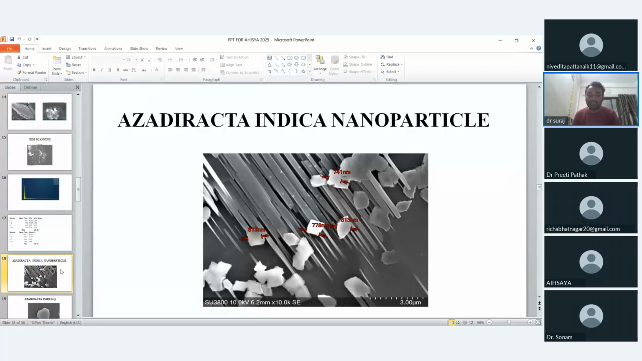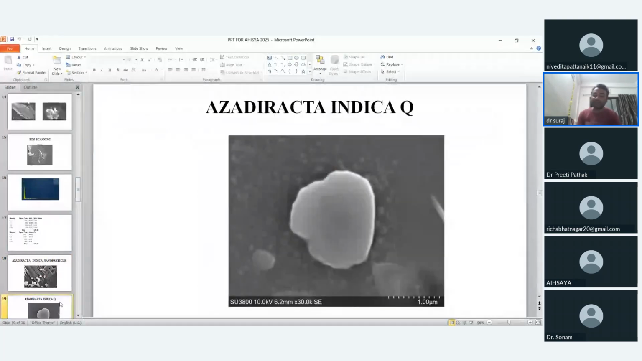They have different patterns of arrangement. They have different sizes. So this is Azadirachta indica nanoparticle. This is in 1 micron. Now in 1 micron, you can see this shape of Azadirachta indica nanoparticle in hydroalcoholic base.